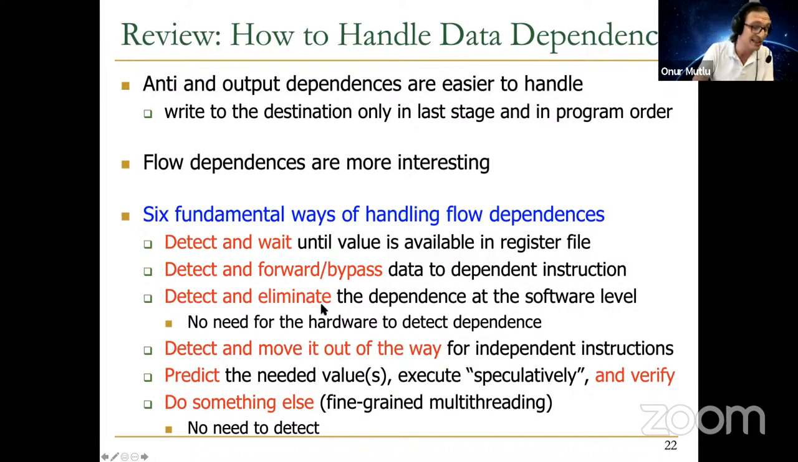You can try to detect and eliminate the dependencies at the software level. Like we discussed, software can do scheduling. And at the very basics, you need to detect and wait. Or the software ensures that you never need to stall by inserting no ops, for example, as we discussed. And you still can have forwarding bypassing as well within concurrent instructions. But that's not easy to do, as you can imagine. So certainly, all of these are applicable to superscalar machines as well. So that's why they're fundamental.